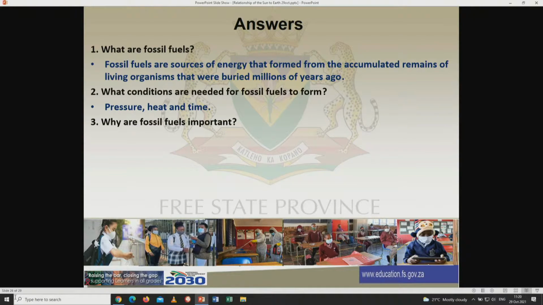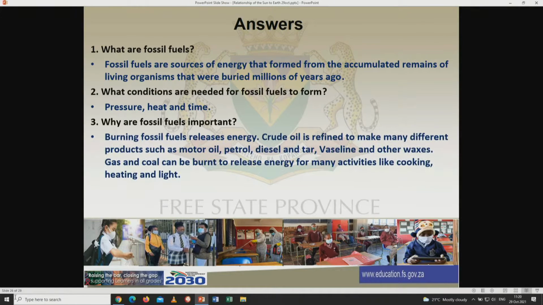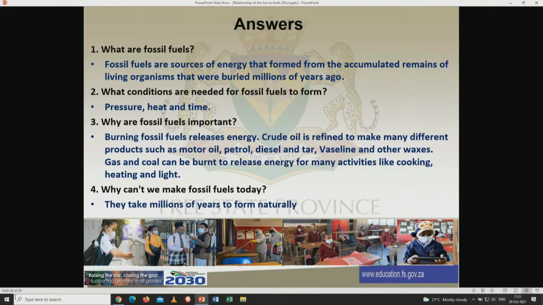Why are fossil fuels important? Burning fossil fuels releases energy. Crude oil is refined to make many different products such as motor oil, petrol, diesel and tar, Vaseline, and other waxes. Gas and coal can be burned to release energy for many activities like cooking, heating, and light. The last question, why can't we make fossil fuels today? Because they take millions of years to form.